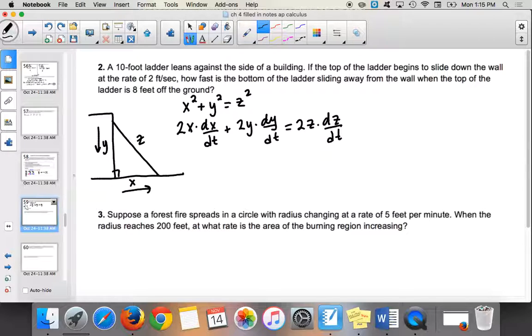Now, Julia did say, well, we do know that the ladder is 10. We do. That is the one and only constant that you can plug in. So Z is 10. I'm saying, like, before we took the derivative, we could have plugged in 10. So I want you guys to think about that as we do this.